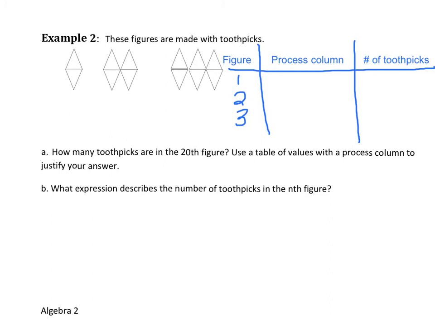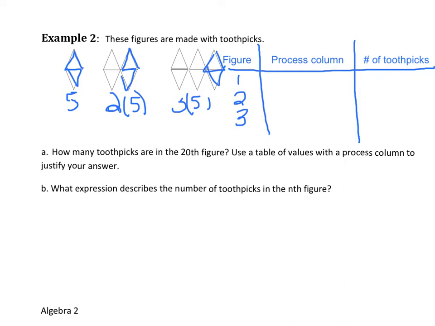And so as you can see, the first figure has 5 toothpicks. If you count up all the toothpicks, you got 5 toothpicks being used. And as you go to figure 2, you're adding an additional 5 toothpicks. So we have 2 times 5. And then as you're going on to figure 3, then we have 3 times 5, because again we're adding another 5 toothpicks. So the process column is showing what mathematical process are we going to use?